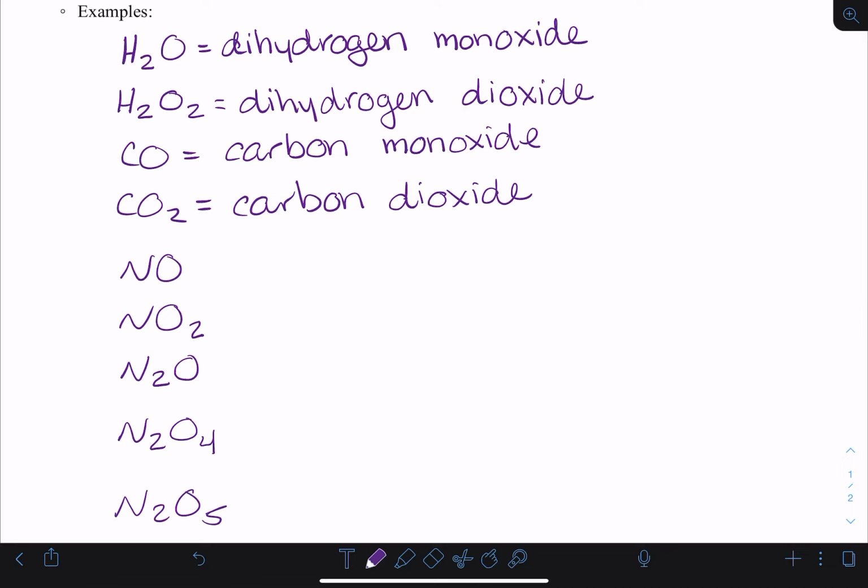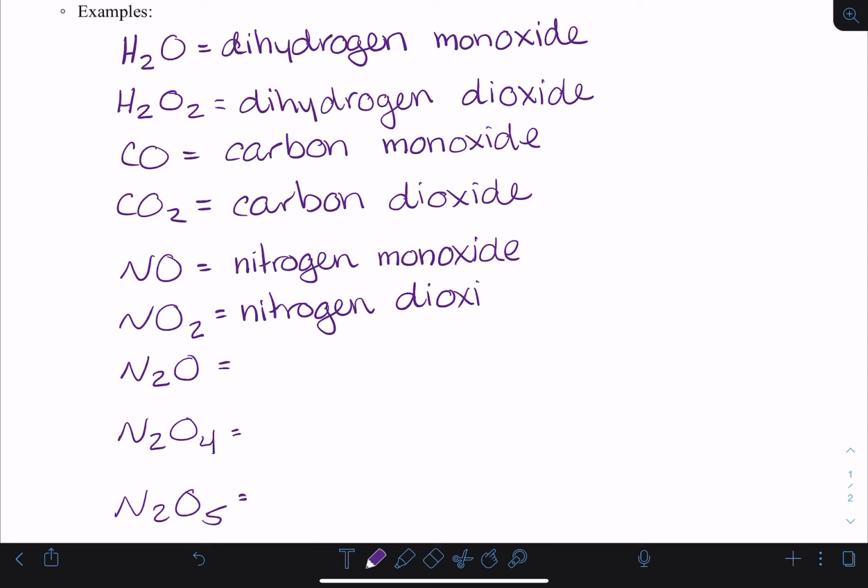So for these, we're combining nitrogen and oxygen in a bunch of different ways. So we're just going to be adjusting our prefixes to specify which of these compounds we're talking about. So in the first one, we have one nitrogen and one oxygen. Remember, we leave that mono off of the first element, so it's just nitrogen, but we include the mono on the second one. So this is nitrogen monoxide. Similarly for the second one, one nitrogen atom, but now we have two oxygens. So this is nitrogen dioxide.